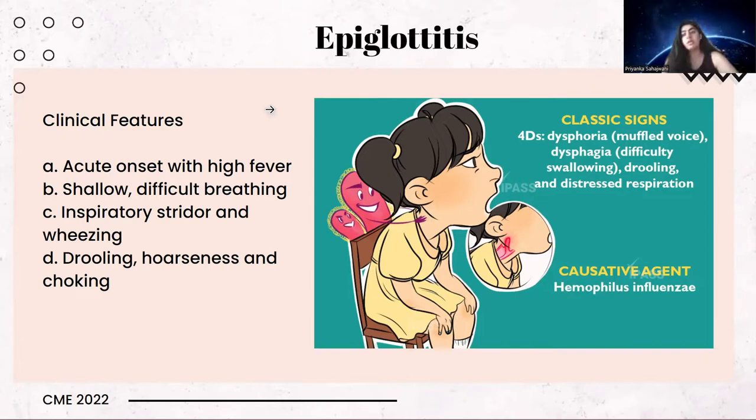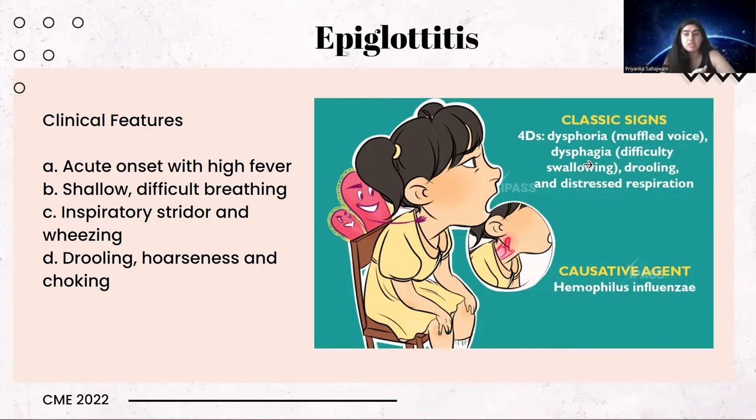So another cause of airway obstruction, we have epiglottitis. Now, epiglottitis is a severe infection of the epiglottis, which is most commonly caused by Haemophilus influenzae in children. Classical signs are dysphonia, dysphagia, drooling, and distressed respiration. Also, you will have your normal signs of infection where they may have high fever, lethargy, loss of consciousness. All of that is possible. Then you have shock and difficulty breathing, and characteristically, it has an inspiratory stridor and wheezing, drooling, hoarseness, and choking.